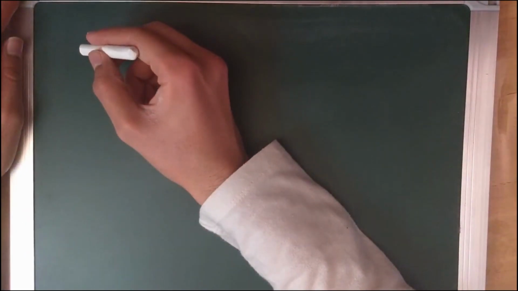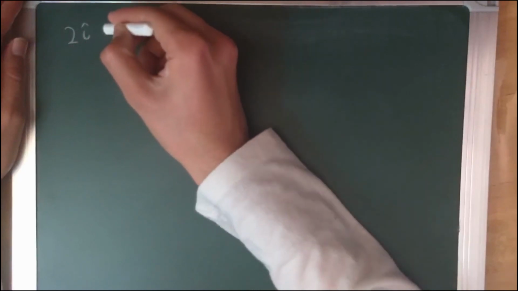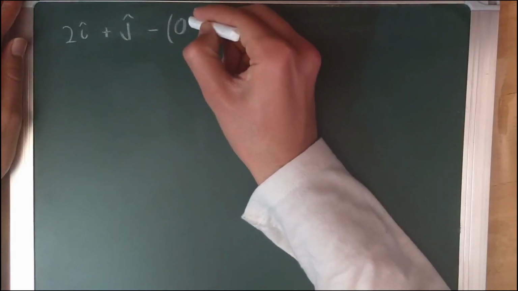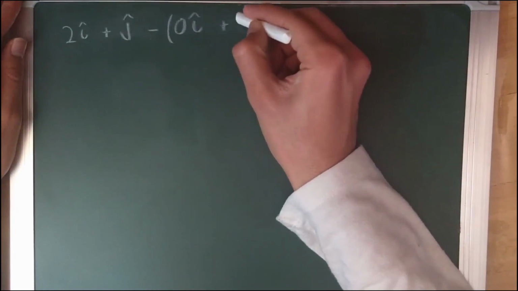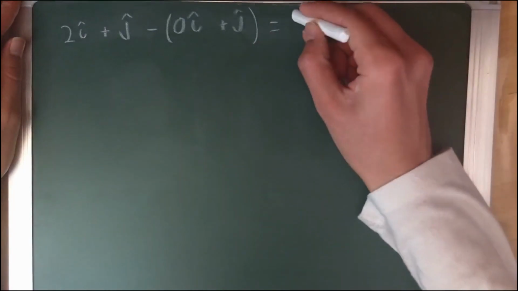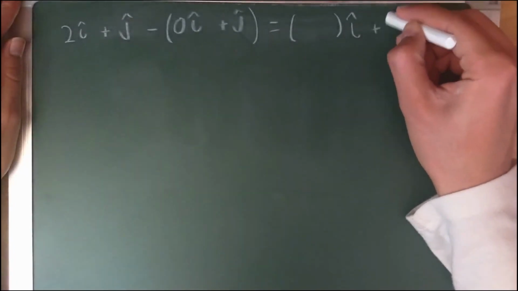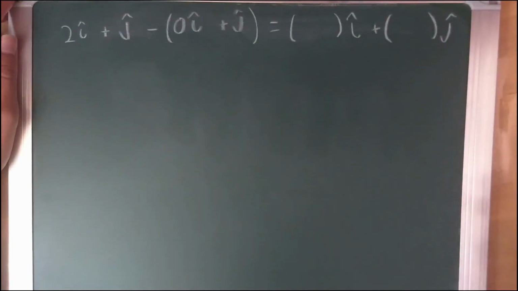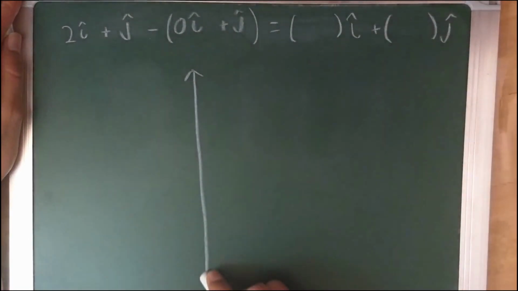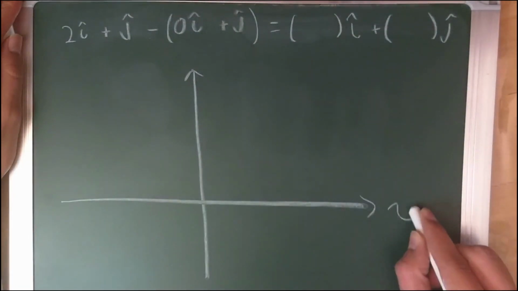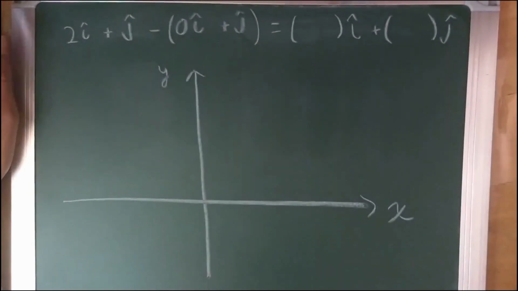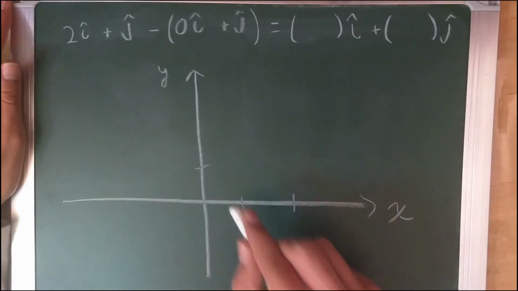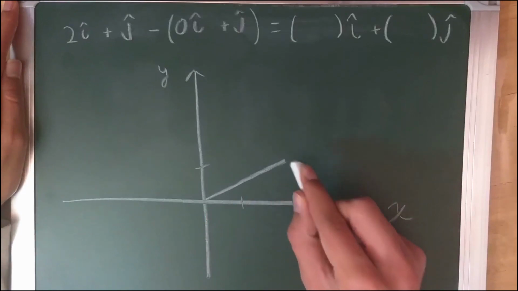All right, let's do a subtraction example. So let's say I have 2 i hat plus j hat minus 0 i hat plus j hat. And we want the i hat component and the j hat component. Cool. Okay, so let's draw this out. Here's my x, here's my y. So my first vector, 2 i hat, 2 in the x direction or i hat direction, plus 1 j hat, 1 in that y direction, something like that.